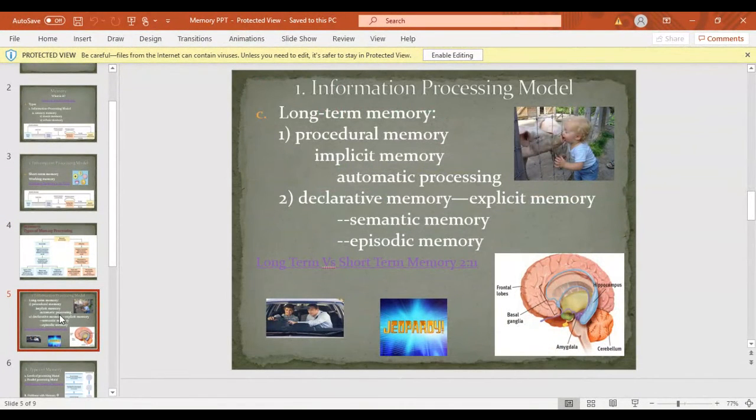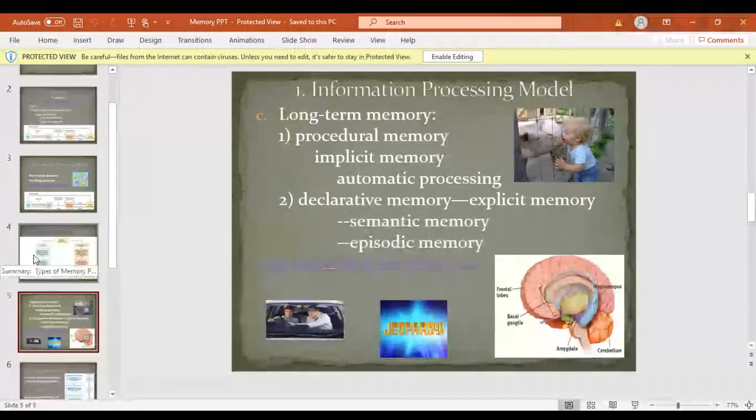Okay, so we're going to talk about this in more detail in the next section, within the other PowerPoint, just because I think it does a better job. We're going to be talking about long-term memory, the differences between procedural memory and implicit memory, and automatic processing, and then also declarative memory, which has to do with semantic memory, which is general knowledge type of memory, and episodic memory, which has to do with personal memories. So your personal memory of Christmas or a birthday or a traumatic event, whatever it may be.